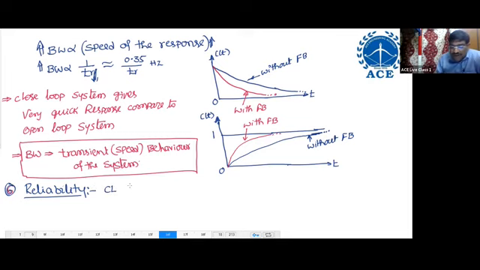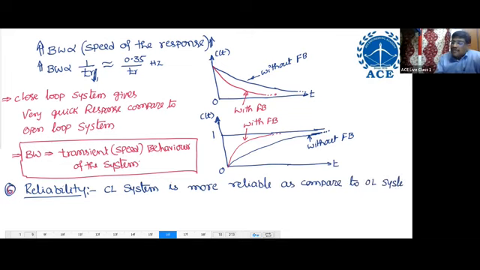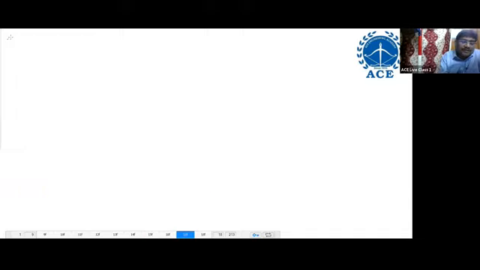Closed loop systems are more reliable. It gives a more reliable output as compared to the open loop system. More accurate as well as more reliable. Closed loop systems are more accurate and more reliable. Last difference, the seventh one, open loop, closed loop.